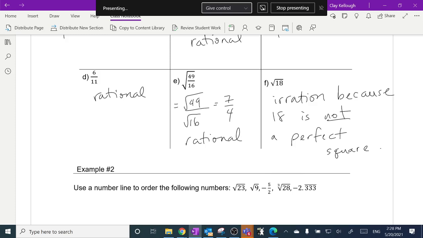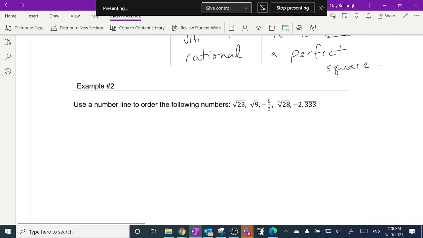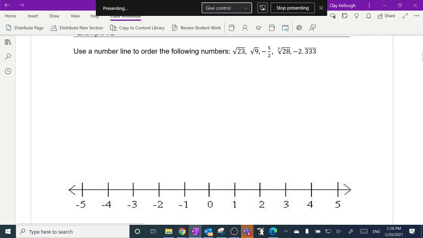Now, here's something that you used to do back in grade 9. They used to make you do this with fractions and decimals. Now let's do it with irrational numbers too. Can we put all of those numbers on a number line? Interesting. Okay, so let's see.